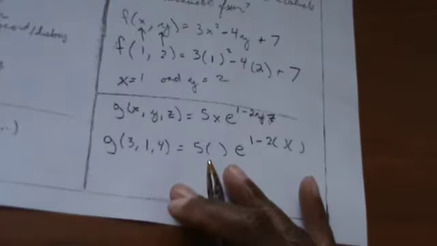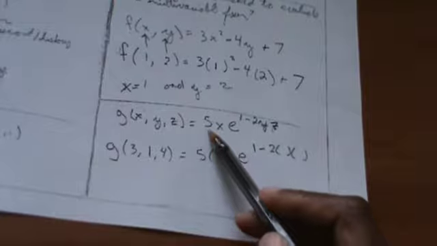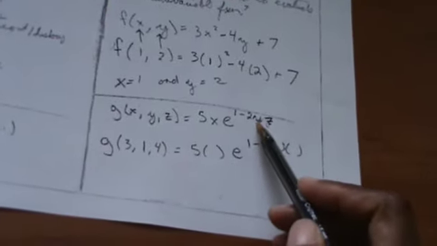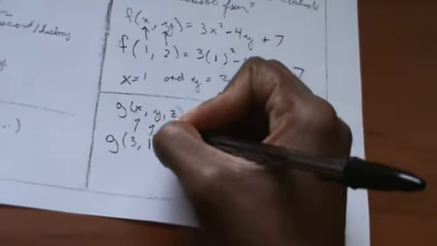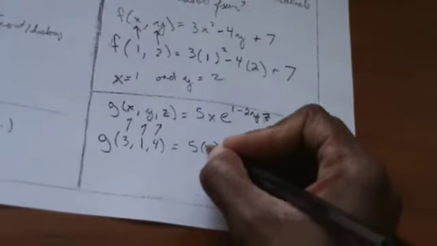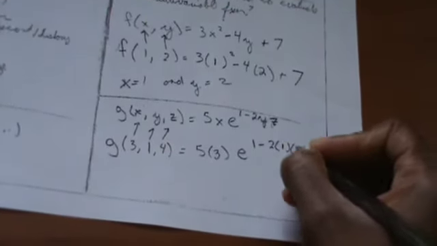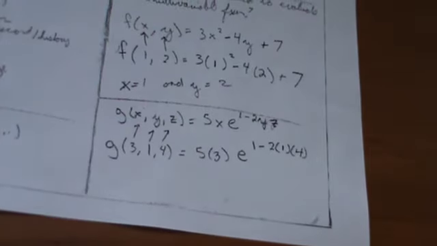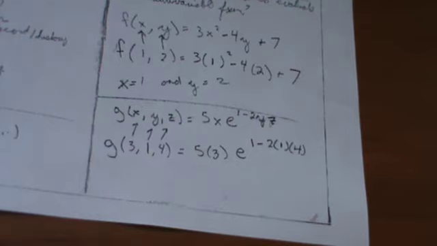Right, here's another example. g of x, y, z is 5x e to the 1 minus 2yz. So let's see, 3 goes in for the x, the 1 goes in for the y, the 4 goes in for the z. They're not always in the order that they are substituted, but in this case they just happen to be. So that's it. All I've asked you to do for that first homework set is just evaluate multivariable functions.